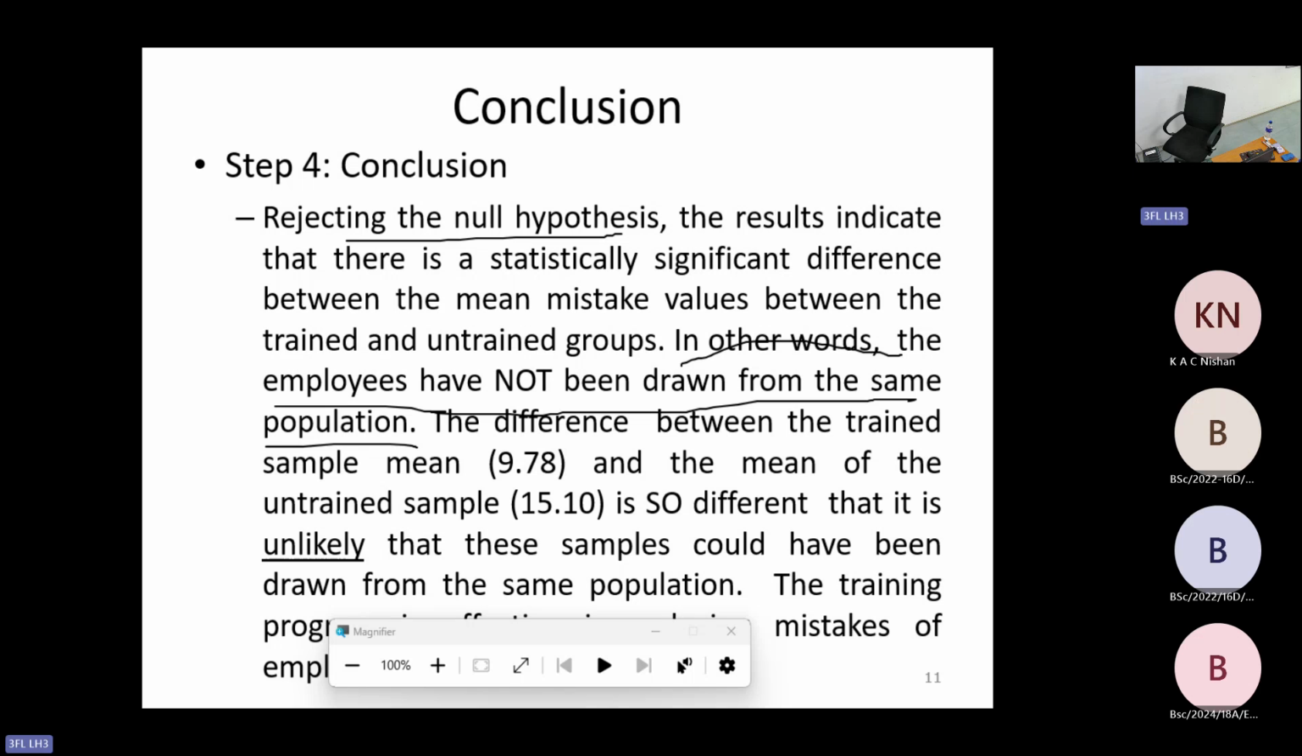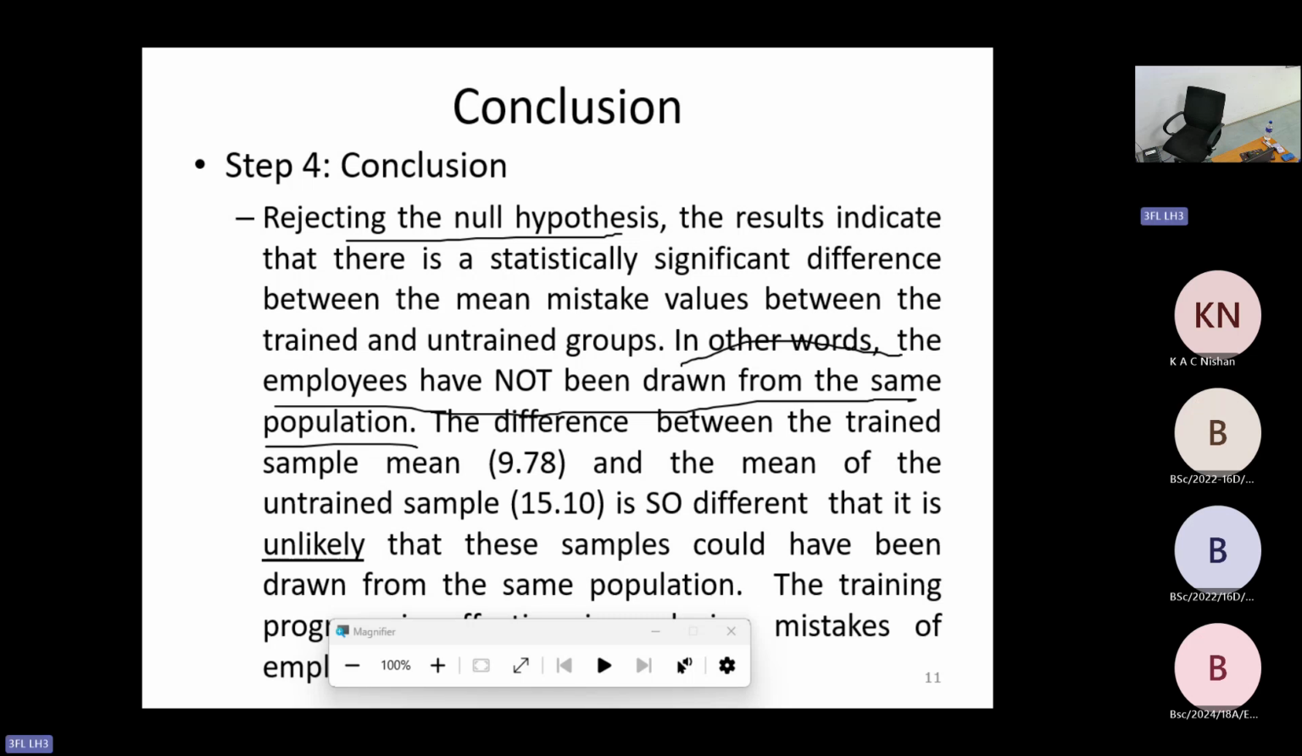Right? Here also we do the same. Just remember, we are doing this based on samples. So then you come to the conclusion that you reject the null hypothesis. You reject that there is no difference. So that means what? There's a difference. So 9.77 is significantly different from 15.1 errors.